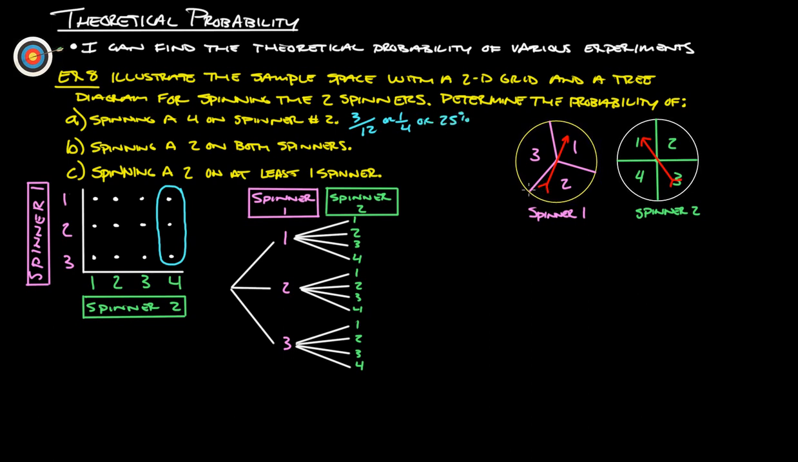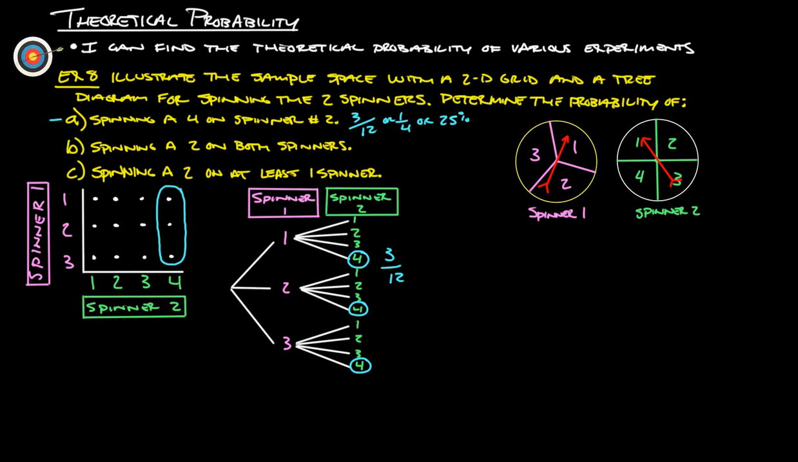We could also do that on the tree diagram. We're looking to spin a 4 on spinner number 2. So here's our 4, 4, and 4, and that is also 3 out of a total of 4, 8, 12. 3 out of the 12 possible outcomes are spinning a 4 on spinner number 2. So again, same exact thing. That's two different ways to find the same answer, with the 2D grid and the tree diagram.